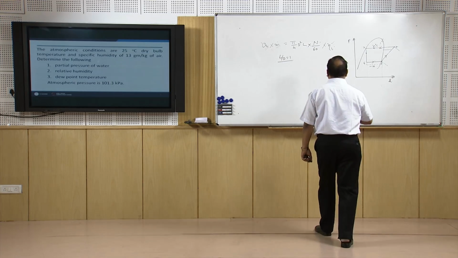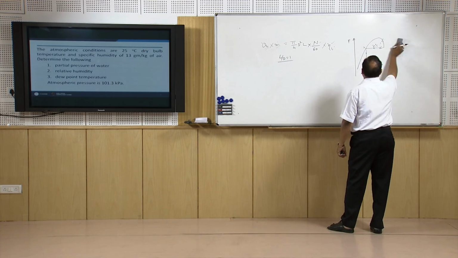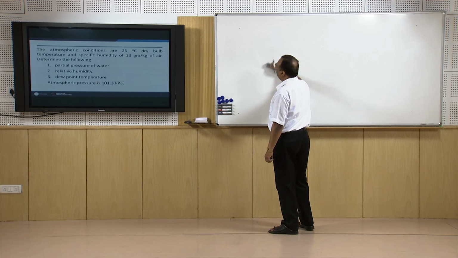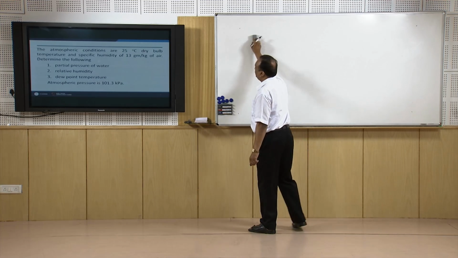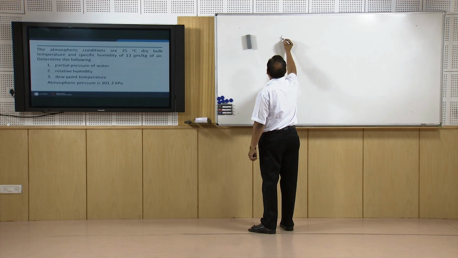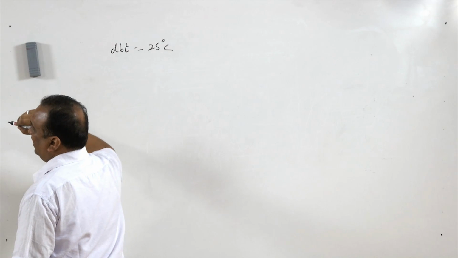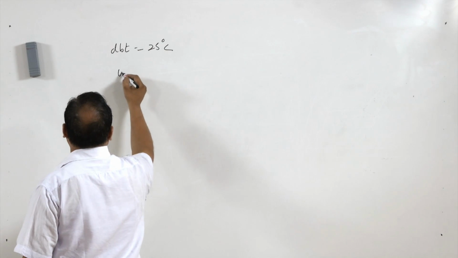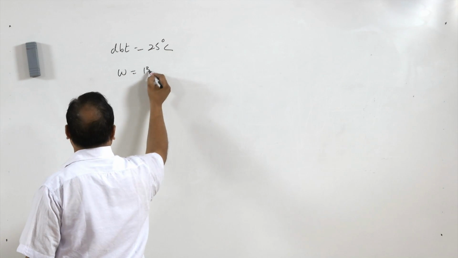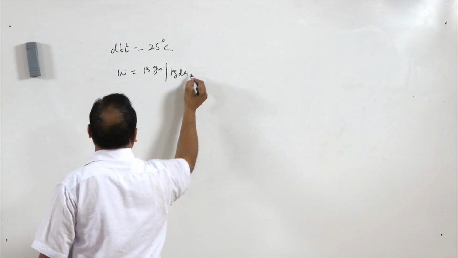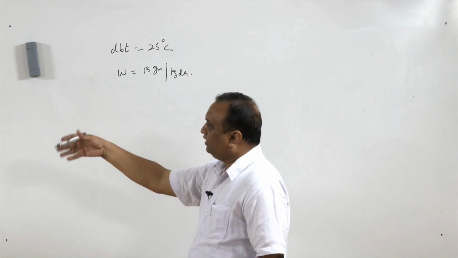Another is regarding the air conditioning of the system. Now, air conditioning, two things are given, DBT is equal to 25 degrees centigrade and specific humidity is equal to 13 grams per kg of dry air, and we have to find all this.